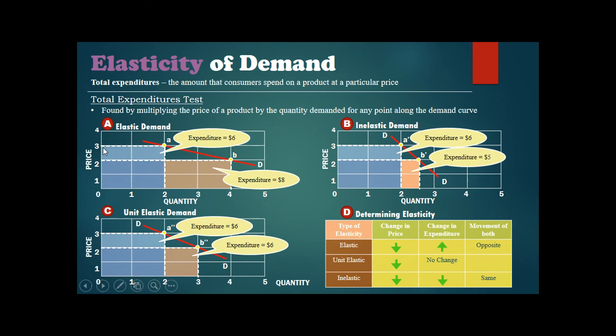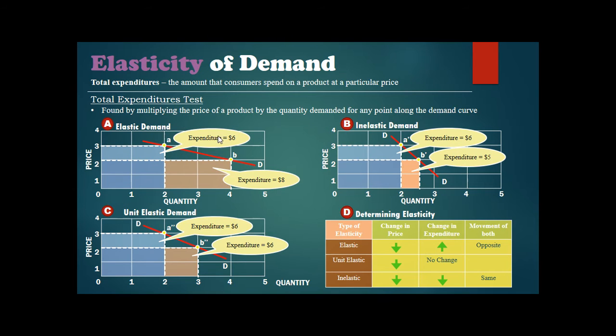Okay? If we sell 3 things at $2 a piece, we make 6. Now, over here, if we sell for $2 each, we're going to sell 4 things. We're actually going to have 2 times 4 is 8. So our revenue at point A is 6, and our revenue at point B is 8, because at $3 we sell 2 things, so we have $6, and at $2 we sell 4 things. That means we have $8. Okay, that's going to be our total expenditures test.